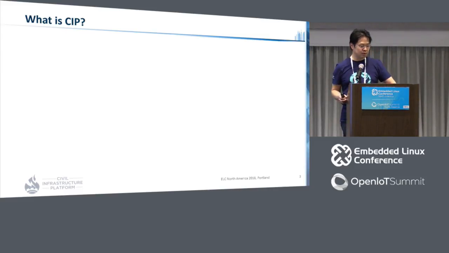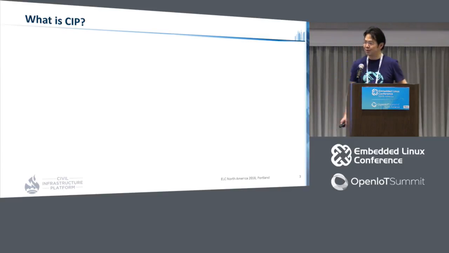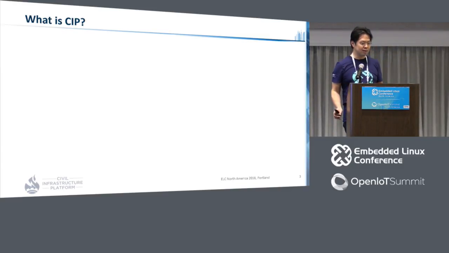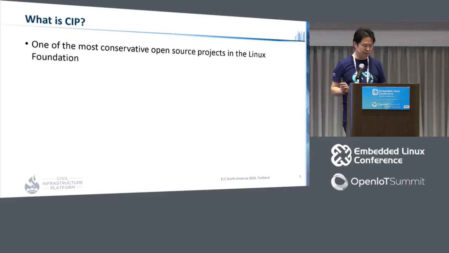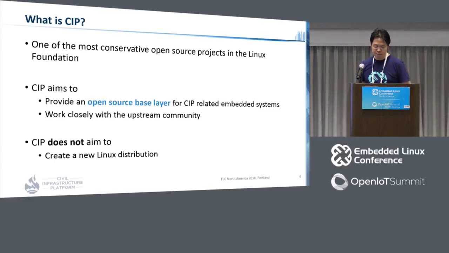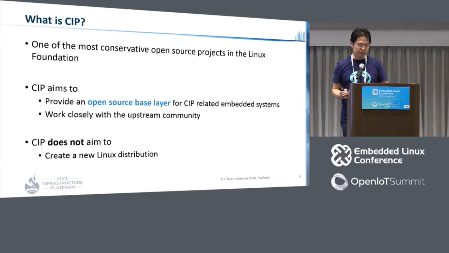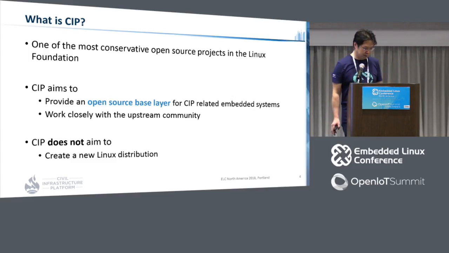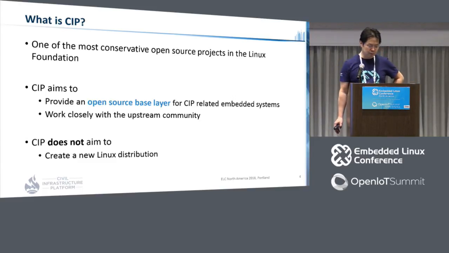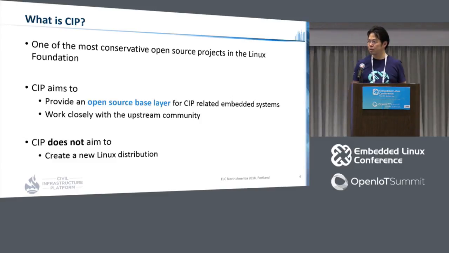CIP is one of the most conservative open source projects in the Linux Foundation. But I think this project is one of the most important projects for our civilization. That's because CIP aims to provide an open source base layer for CIP-related embedded systems, which run on infrastructure. And we also work closely with the upstream community. Working with the upstream community is quite an important concept for us, because without working with upstream, we cannot realize this kind of concept.